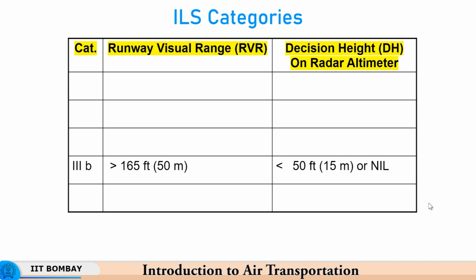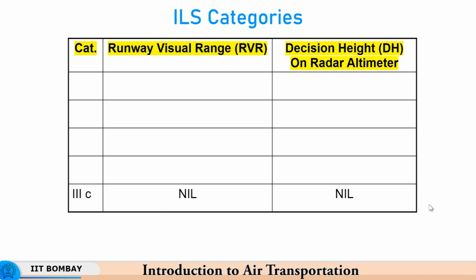And finally, we have the category 3C system. In this particular system, which is the most accurate level of ILS, the decision height is 0 and the RVR is 0, which means you are allowed to execute a blind landing. The aircraft lands completely on its own with the help of onboard and ground based instruments.